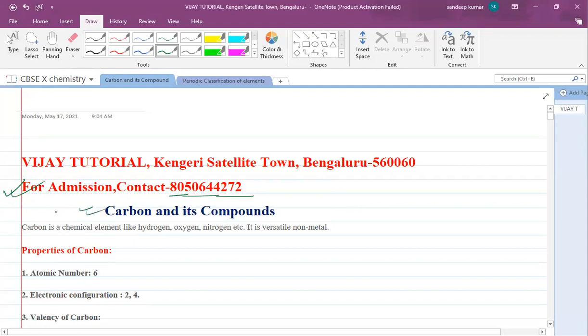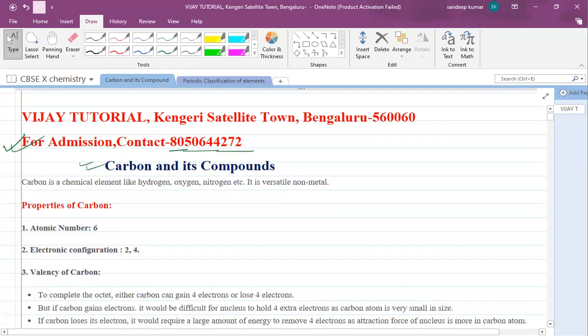Okay, in this video, I am going to explain one of the very important concepts, that is carbon and its compounds. See, when we talk about carbon, it is a chemical element like hydrogen, oxygen, nitrogen, and it is a versatile non-metal. Okay, we'll see the properties of carbon.